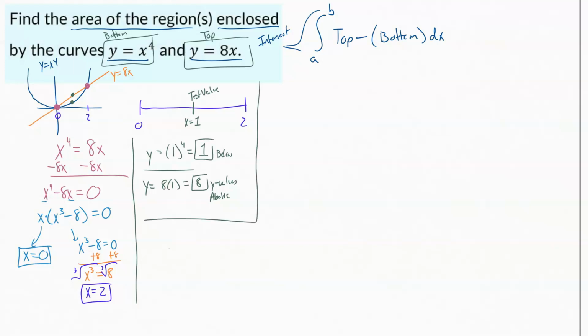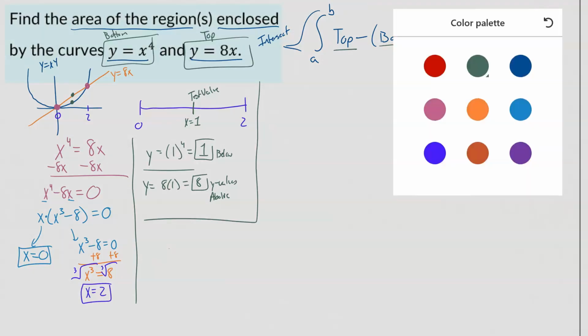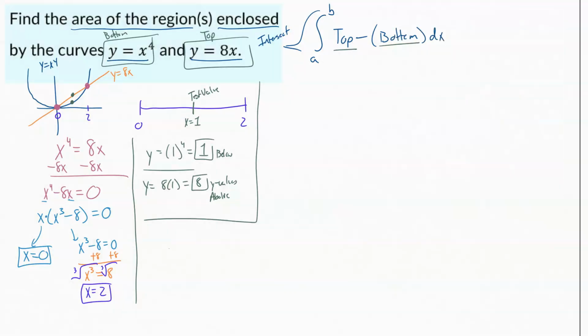Once you know your bounds and you know which one is on top and which one's on bottom, now it just becomes a process of doing a definite integral. So you come through and set up your definite integral. Our definite integral would go the integral from 0 to 2 of the equation that was on top, which we found to be 8x, minus the equation that's on bottom, which we found was x to the fourth.